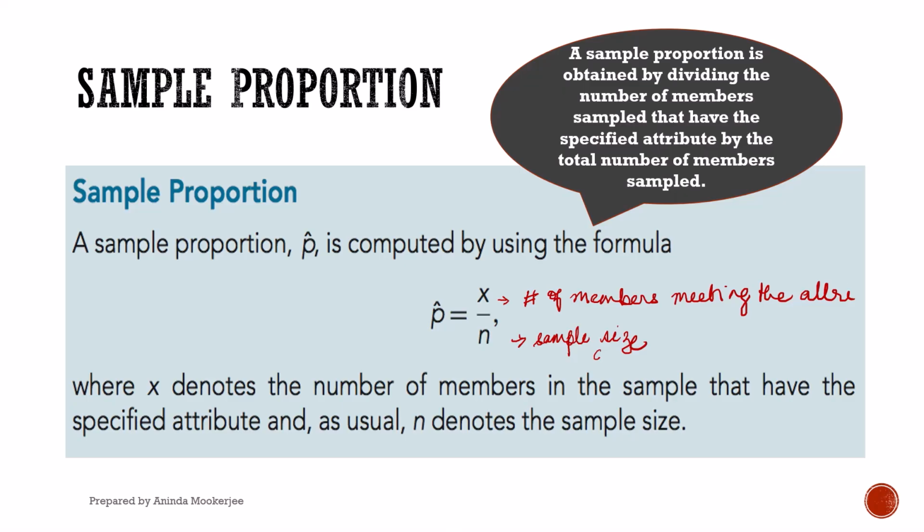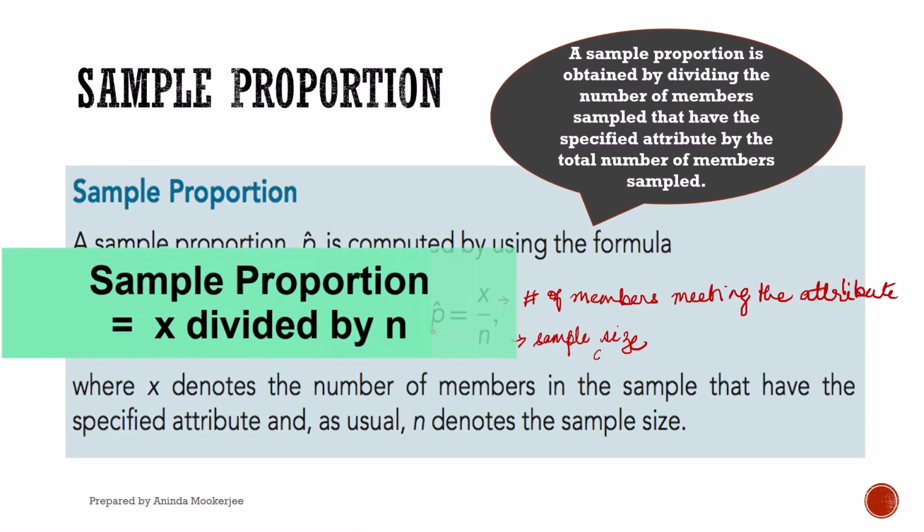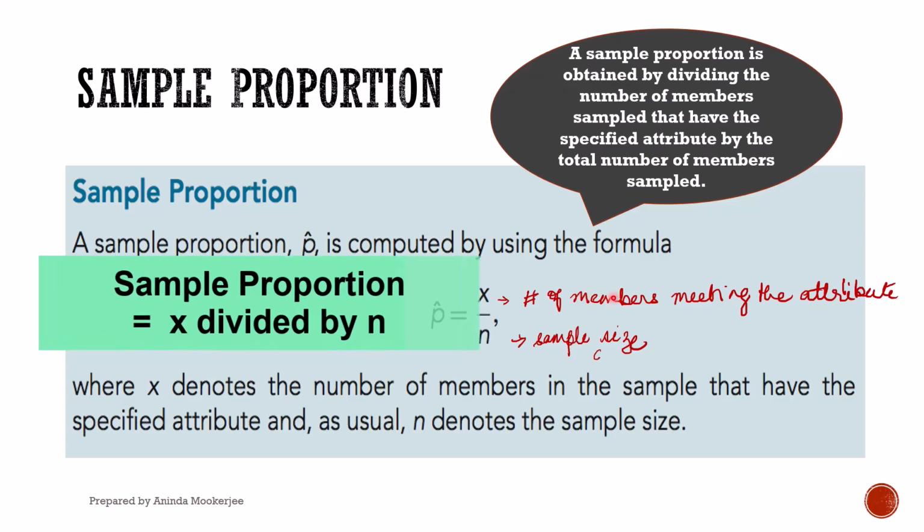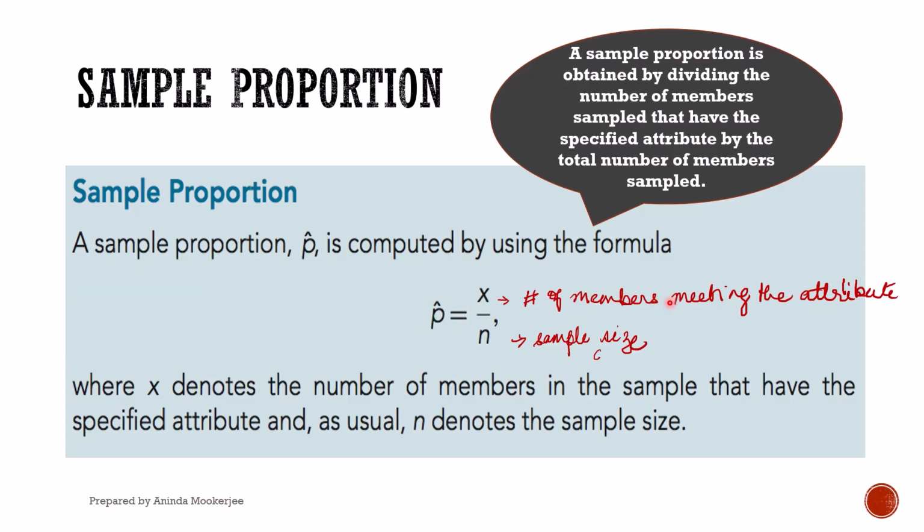All right, and to find out what proportion of members met the specified attribute, we just take x and divide by n. So that is a very simple formula. It's x divided by n, p hat, is the sample proportion. So in order to find the sample proportion, of course, you will need to know the sample size, and you'll need to be told, or you'll need to know how many members met the specified attribute that we were looking for.